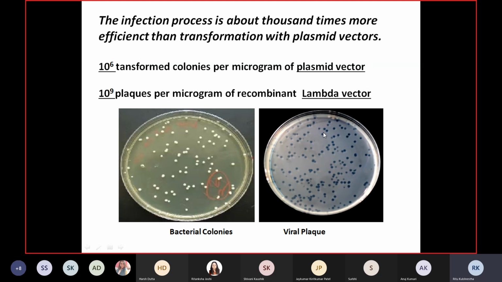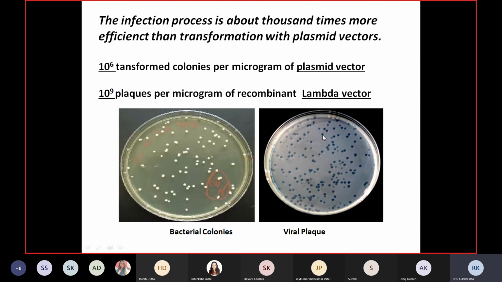But the bacteria which had taken up the lambda phage will undergo the lytic life cycle, and because it will undergo the lytic life cycle, that bacteria will give rise to progeny lambda phage particles. Those, let's say hundreds of particles that are released, will infect another bacterial cell which is present in the vicinity, and so on and so on.